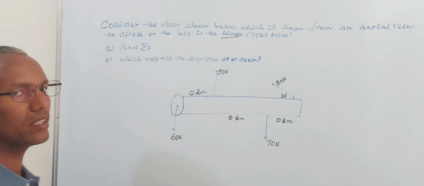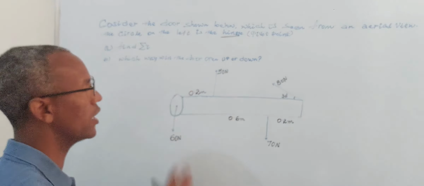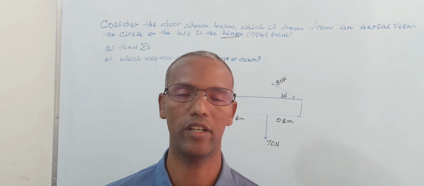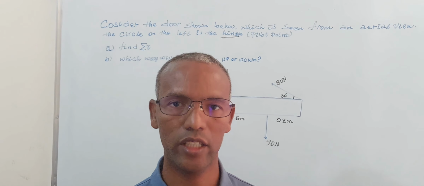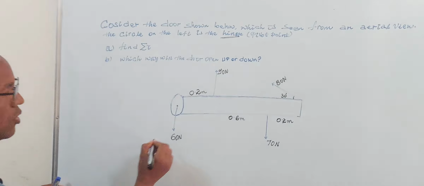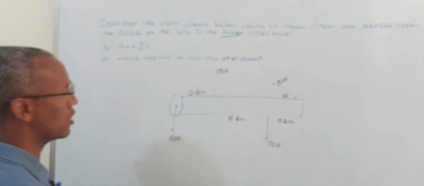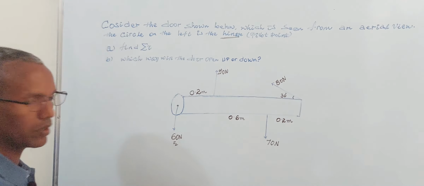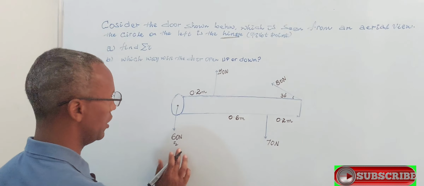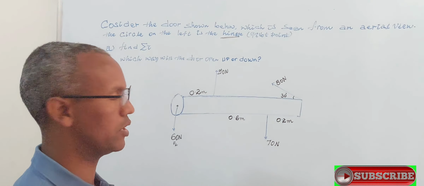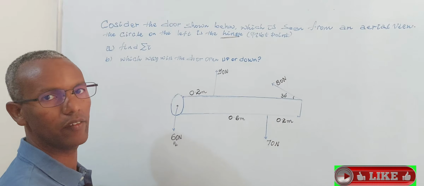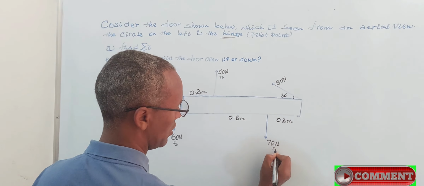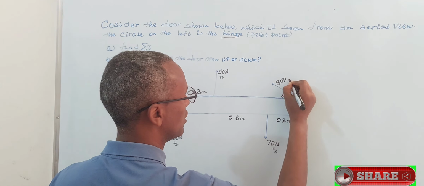So find the total, or the summation, of torque as well as the direction of each torque. Basically, you need to find out the direction of each torque. So let's proceed with that. Let's find the torque for this force, let's say this is F1, and then this one is F2, this one is F3, and this one is F4.